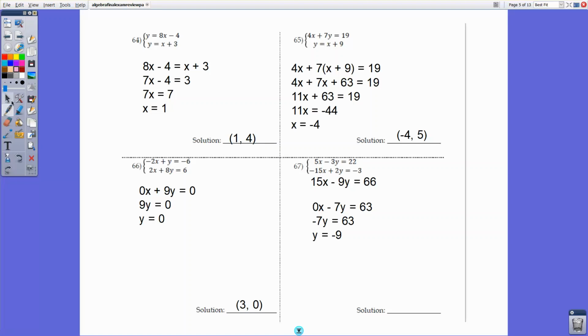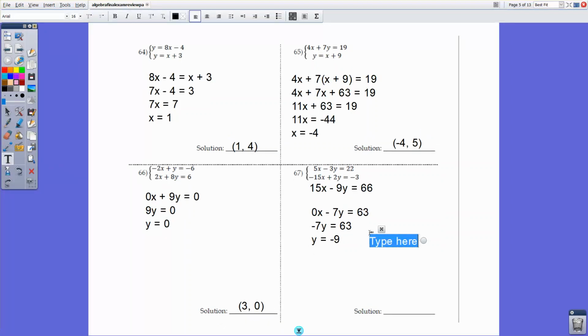So that's going to be 5x minus 3 times negative 9, which is going to be rewritten, and that would equal 22. That'll be 5x minus, technically minus negative 27, so I can rewrite it as plus 27. That will equal 22. Now if I subtract 27, that's going to be negative 5, so x would equal negative 1. And that is that.